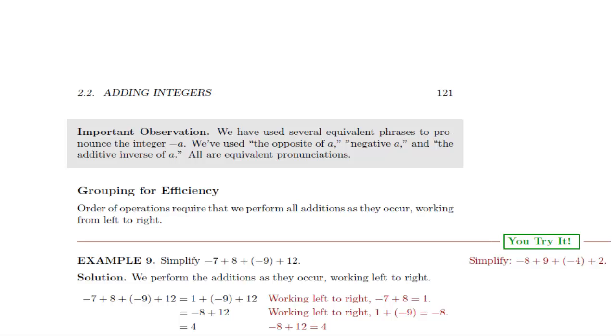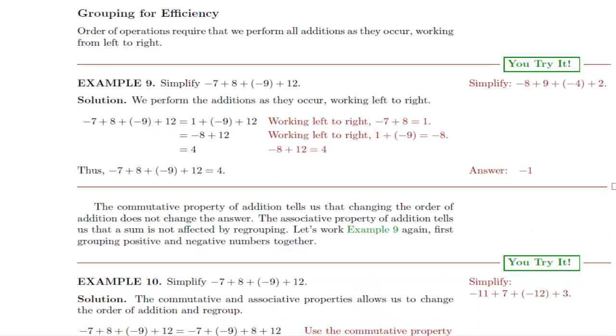Grouping for efficiency. Order of operations requires that we perform all additions as they occur, working from left to right. Example 9. Simplify -7 + 8 + (-9) + 12. Solution. We perform the additions as they occur, working left to right. -7 + 8 is 1. Then 1 + (-9) = -8. Then -8 + 12 = 4. Thus, the answer is 4.